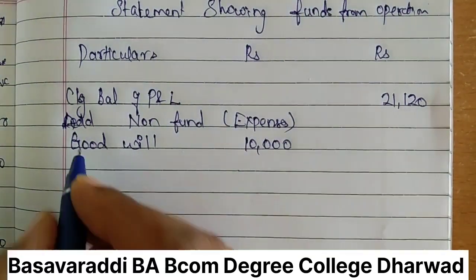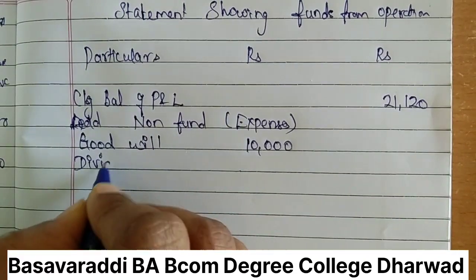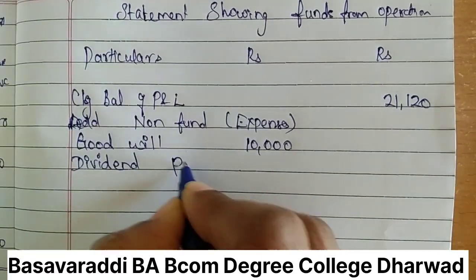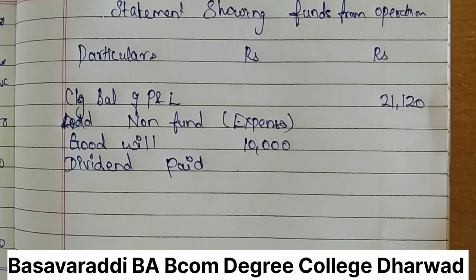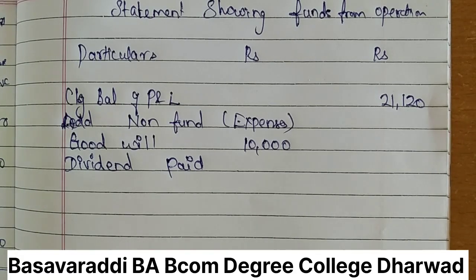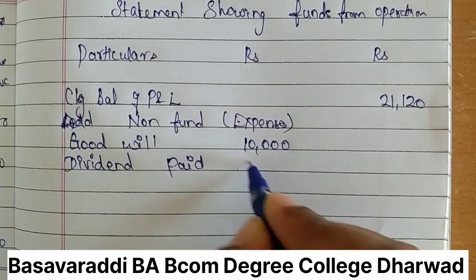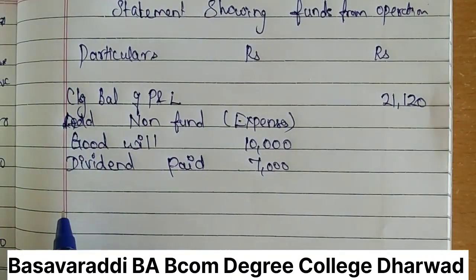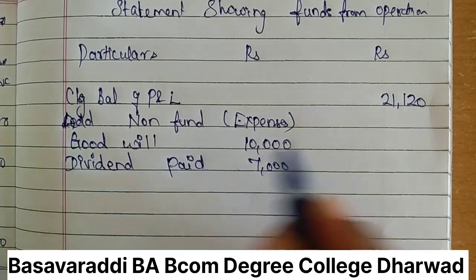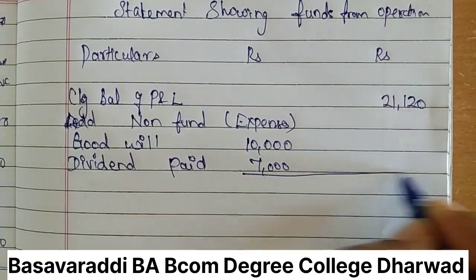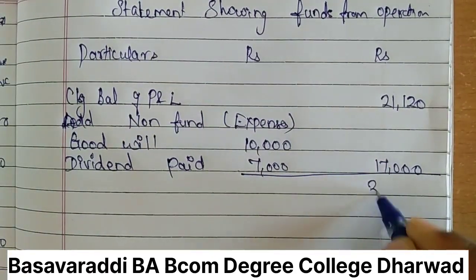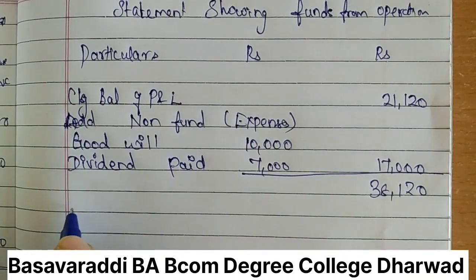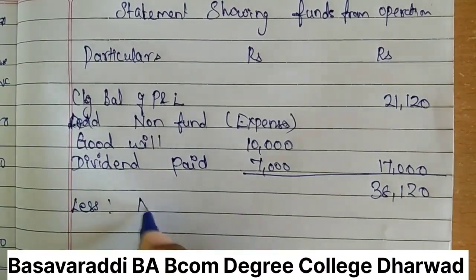The next one is dividend paid. Dividend is also considered as an expense. Dividend paid, how much did we pay? You have to see in the additional information they gave. See, dividend was paid totally rupees 7,000. We have to enter it in the fund from operation. Yes, all those we have to write. You have to close it. So how much? 17,000 is here. You have to add these two, 38,120.